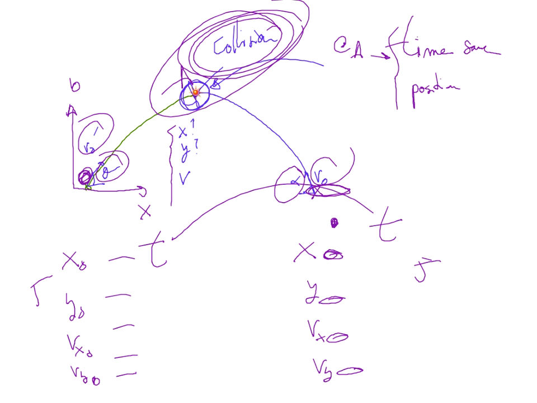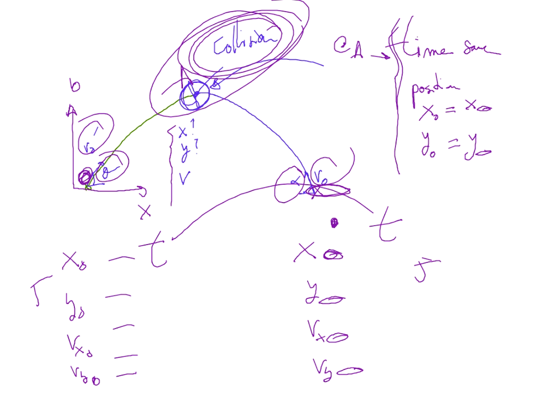Obviously, if there is a collision at point A, both objects, the circle and the ellipse, have the same position. Therefore, at point A, the x and y of this object are the same as the x and y of that object. So they share those three kinematic variables in common at collision.